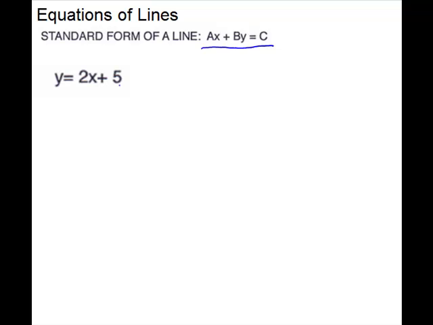So just some algebraic manipulation. I already have the 2x on one side. I'm going to move the y over, so I'll subtract a y from both sides and subtract the 5. So I have 2x. I'm subtracting the y. That gets it on the right-hand side. And to get the 5 to the other side, I will have to subtract it. So 2x minus y equals negative 5. Now I'm in standard form.